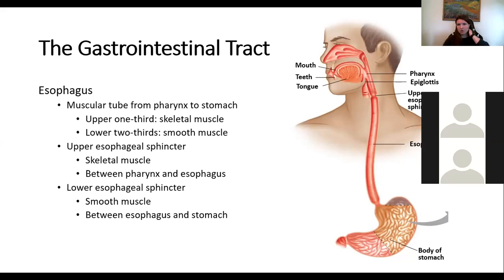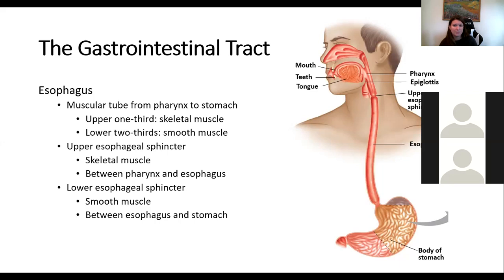Okay, so we said that the esophagus has a sphincter at the top. This upper esophageal sphincter between your pharynx and your esophagus is under voluntary control. It's skeletal muscle, so you can actively decide to let stuff into it or block stuff from moving out of it. There's also a lower esophageal sphincter. The lower esophageal sphincter is at the bottom of the esophagus, between the esophagus and the stomach. So that part is going to be made of smooth muscle, just like the lower 2/3 of the esophagus. So that one's not under your voluntary control.